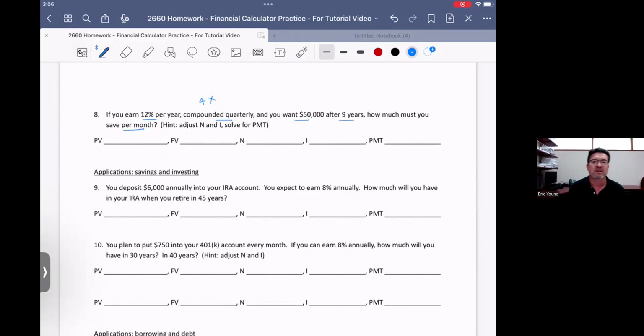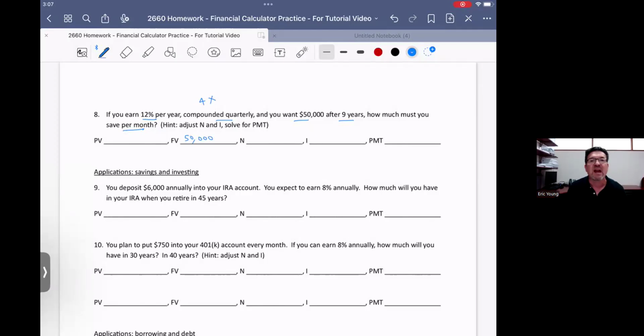And right away you say, Eric, this is a toughie because first of all, we're solving for PMT. We know that, how much you're saving per month. But we're talking here saving per month, but our interest rate is annual and our time period is annual. So we've got some adjustments to make. Let's start with what we know. We know that we want $50,000 in the future.